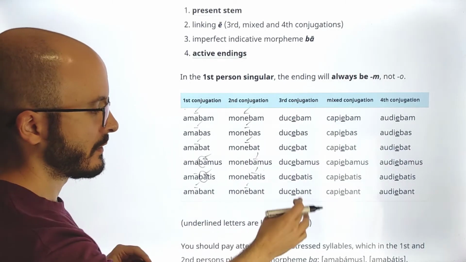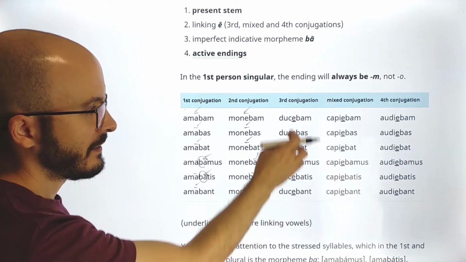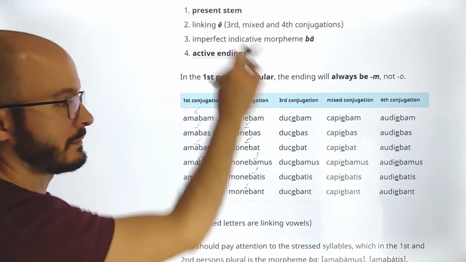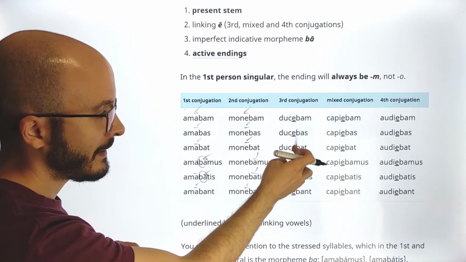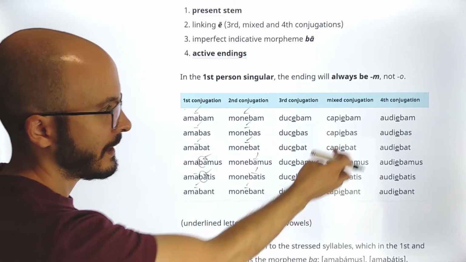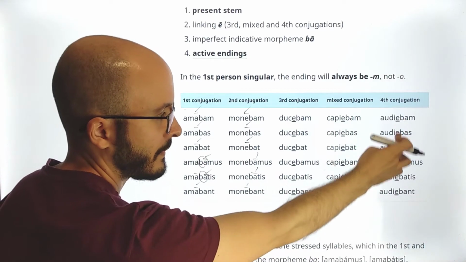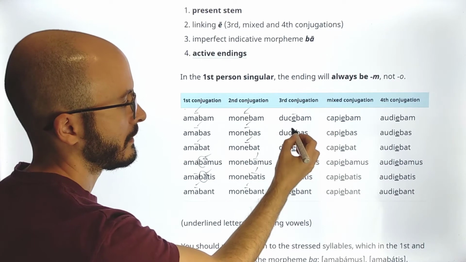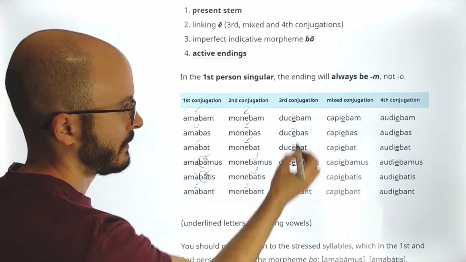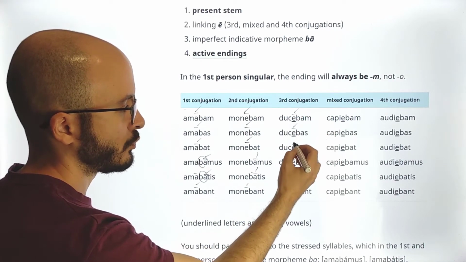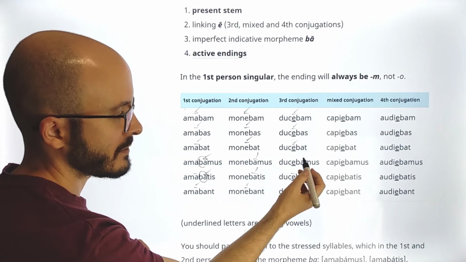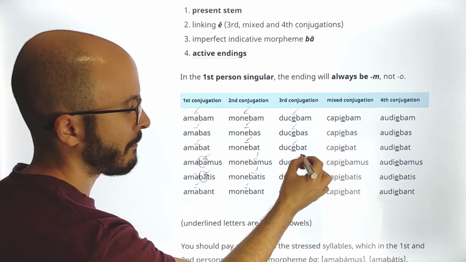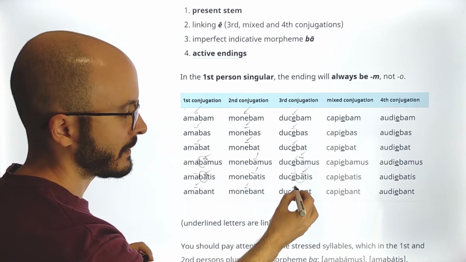Now, third conjugation. We see that these underlined vowels are this linking long e. And this linking long e is all the time here, and all the time here, and all the time here. Okay, so here again, we just saw that it is long. So again, duquebam, duquebas, duquebat. Here we don't care because this is actually the important one. And of course it is long.